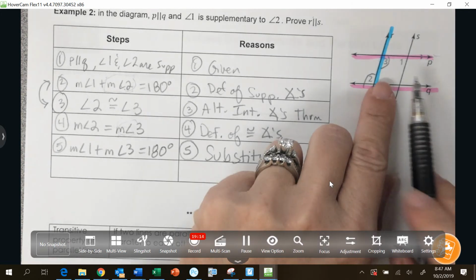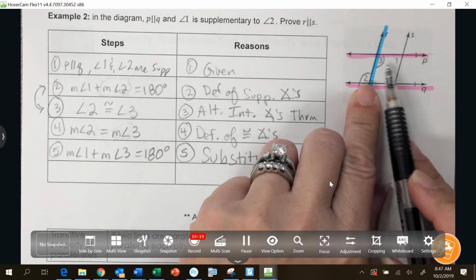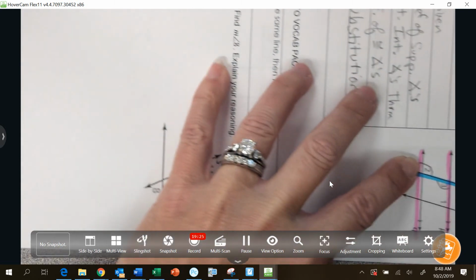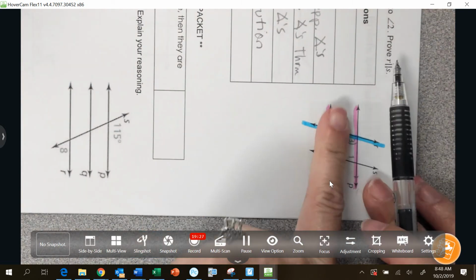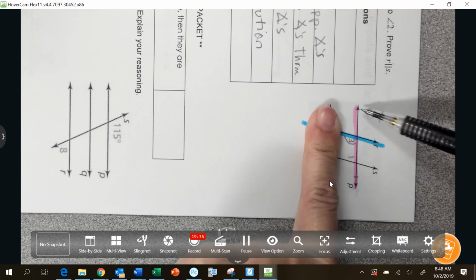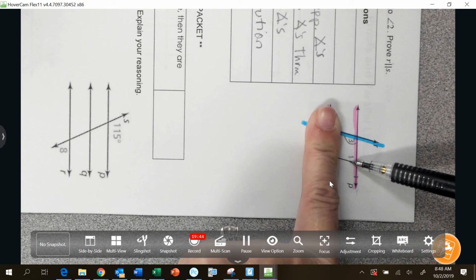So now, back in my picture, if I know that angle 3 and angle 1 are supplementary, I'm going to turn my picture so that it looks like what we've been seeing, and I'm going to ignore this line. If I know that angle 1 and 3 are supplementary, they are on the inside of 2 parallel lines with a transversal, same side of the transversal. So right now they are what kind of angles? Lynn, what kind of angles are they?